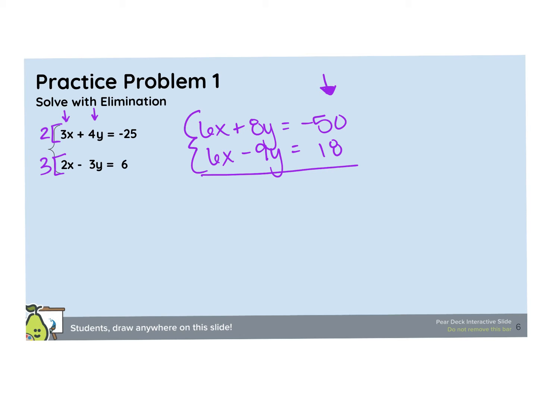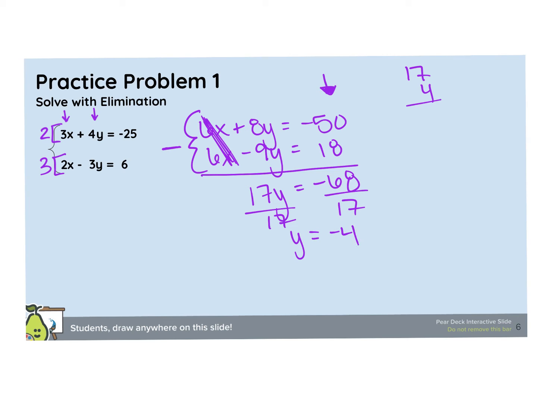So fancy bracket. So 6x and 6x are the exact same sign, so we're going to subtract to eliminate these x's. Then I have 8 minus a negative means 8 plus. So 8 plus 9 is 17. And then negative 50 minus 18 is negative 68. I think this goes in evenly. Yeah, so 4 times. So we're going to divide by 17 to get y is negative 4.